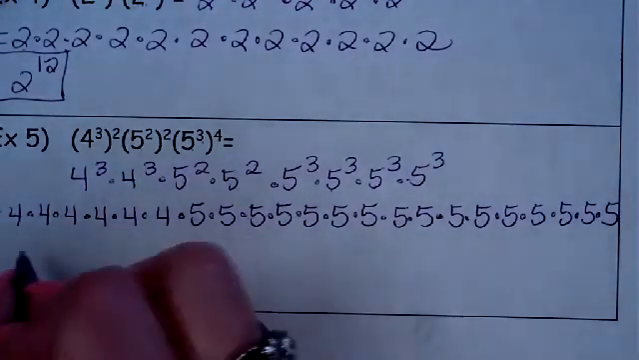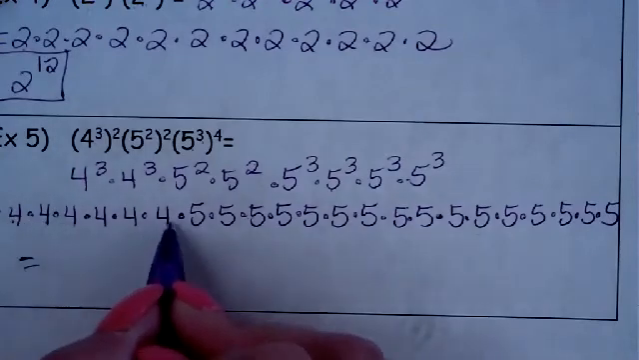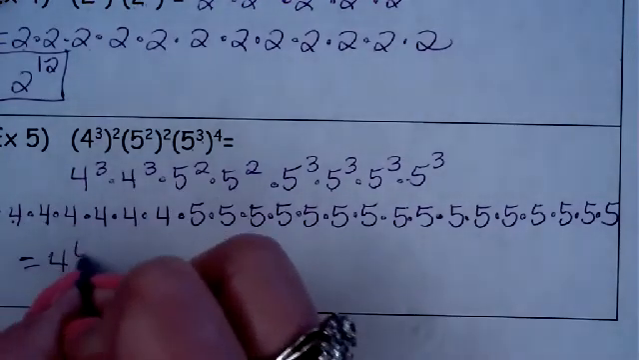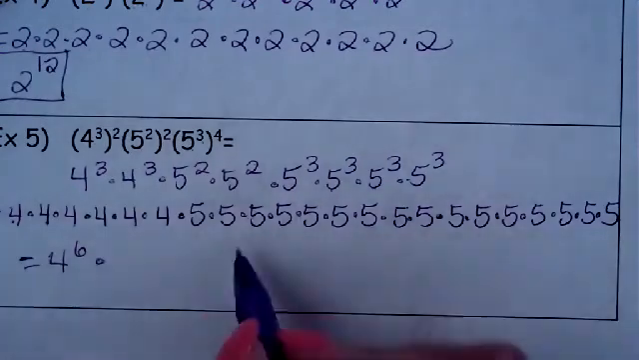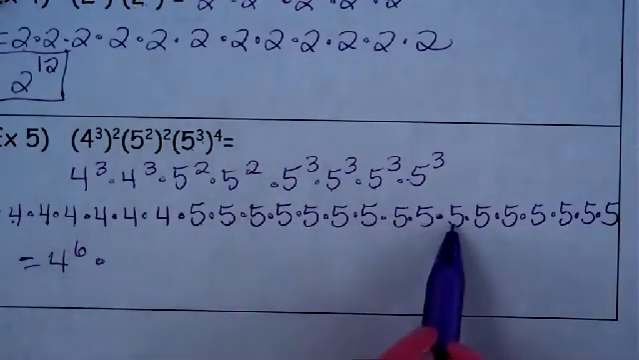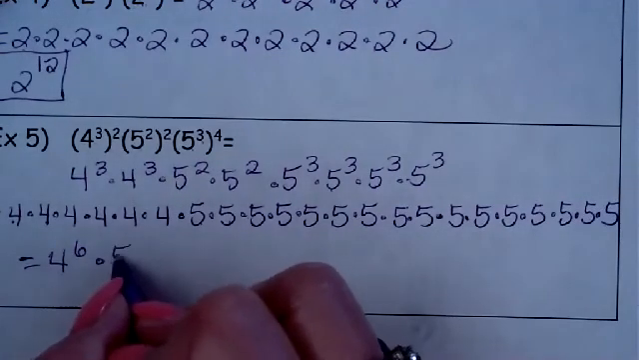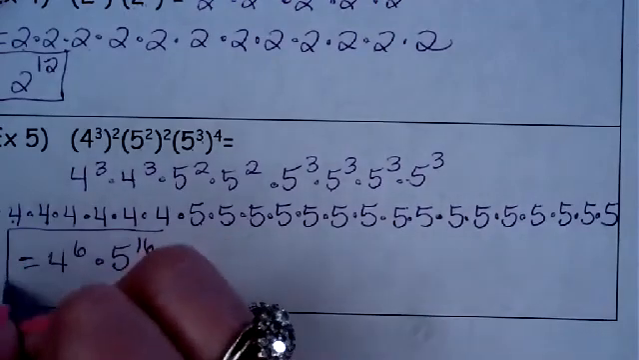Now, let's count them all up. How many 4s? 1, 2, 3, 4, 5, 6. So 4 to the 6th times, how many 5s? 1, 2, 3, 4, 5, 6, 7, 8, 9, 10, 11, 12, 13, 14, 15, 16. So 5 to the 16th power.